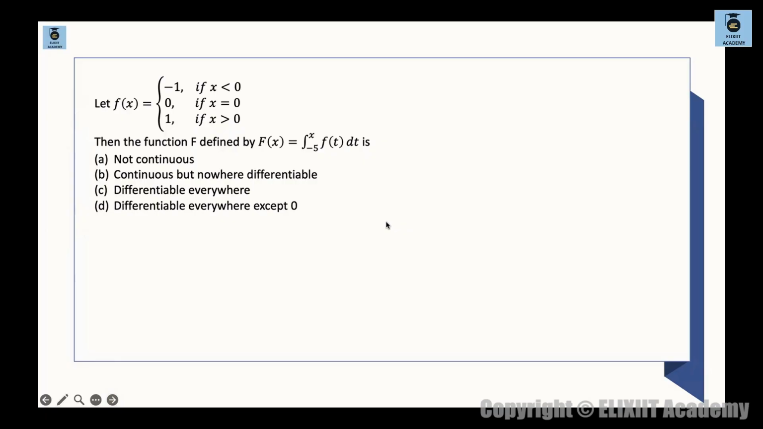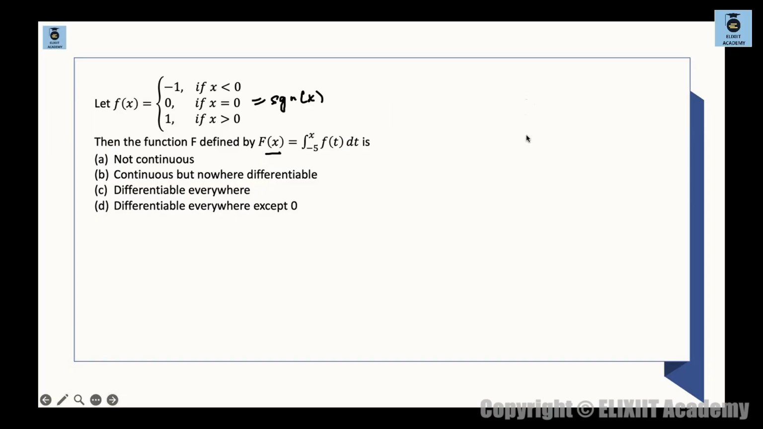Here we have the first question, which says that f(x) is given to be this function. This is a signum function. Hopefully you people know this is called the signum function, sgn(x). Then we have one more function defined by capital F(x) is integration from minus 5 to x of f(t) dt. So we have to comment on whether this capital F(x) is continuous or differentiable or not.